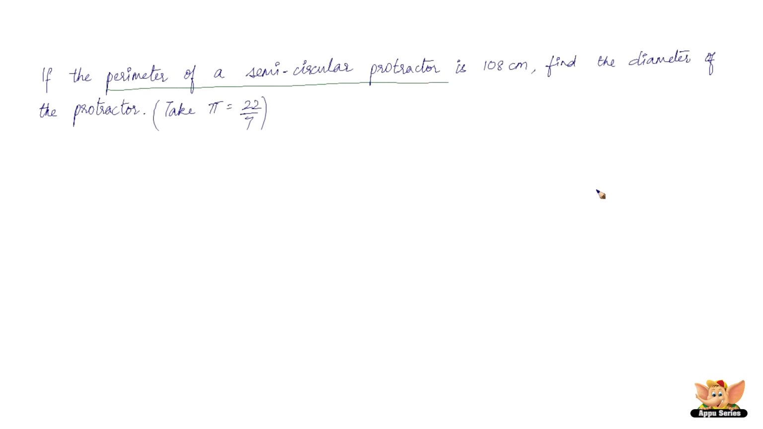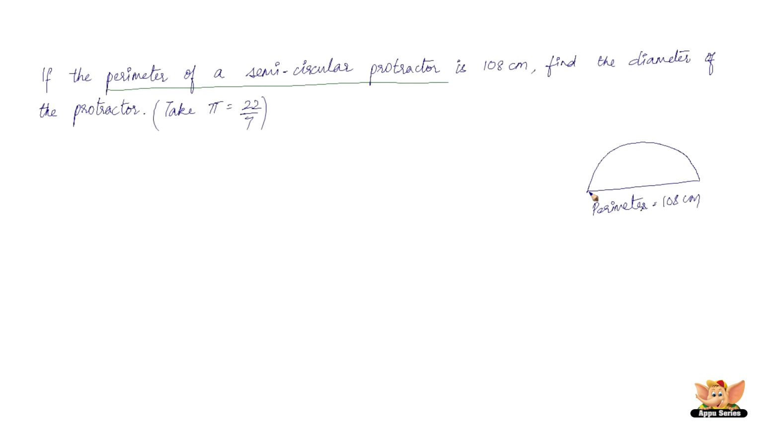So let's first draw a semicircular protractor. It's going to be like this, obviously, with all the markings and all this. Let's not get into that. Let's assume this is a semicircular protractor. The perimeter is nothing but the whole boundary. So it includes this line and then this curve. Everything measures to 108 centimeters. Perimeter is given as 108 centimeters.